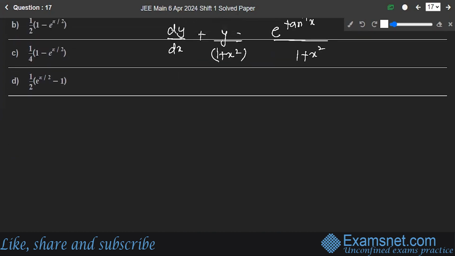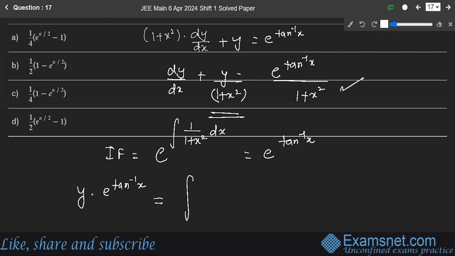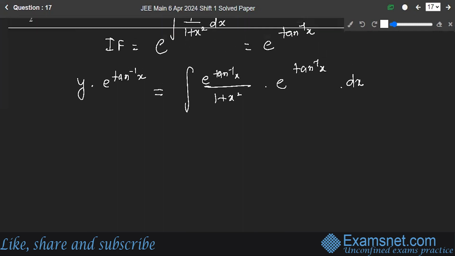So what is the integrating factor? Looking at this equation, the integrating factor will be picked up from here. That will be given by e power integral of 1 upon 1 plus x squared dx. This is e raised to power tangent inverse x, right? So now the equation will be y into your integrating factor. So y into e power tangent inverse x is equal to integral of this function divided by 1 plus x squared into e power tangent inverse x dx.